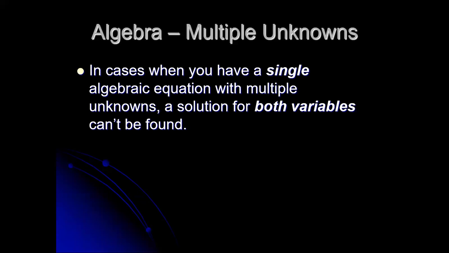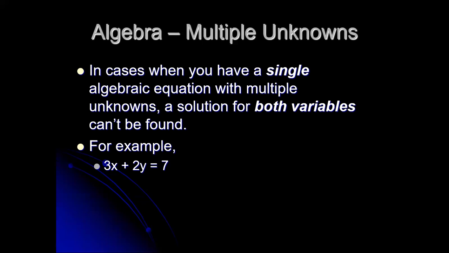Simultaneous means at the same time. So when we solve equations simultaneously, we're solving multiple equations all at once. So when we have a single equation, the most we can handle is one unknown. If we have more than one unknown, we're basically stuck. We can't really solve the equation. And what does that tell us? Well, if it's a math class, it tells us that, well, we can't really do anything. For example, this equation here, 3x plus 2y equals 7.